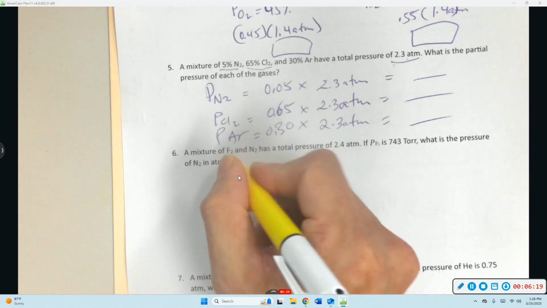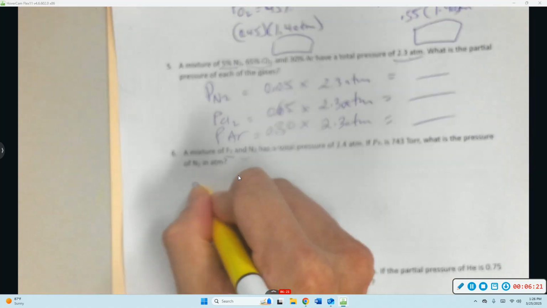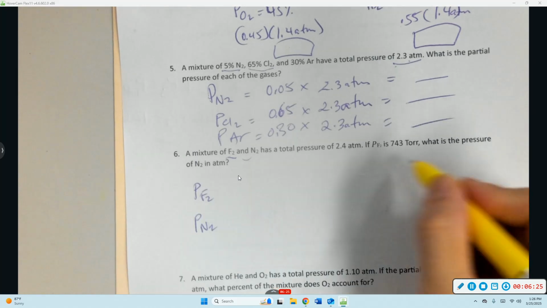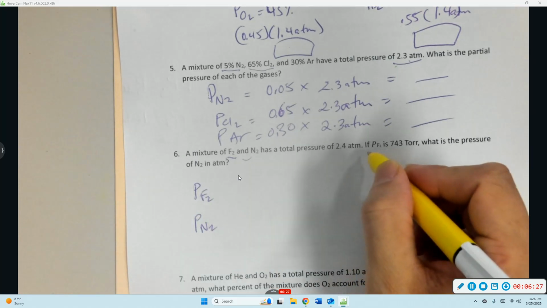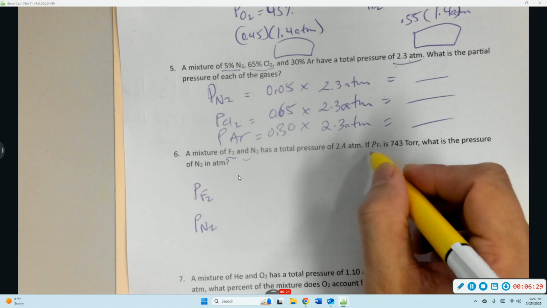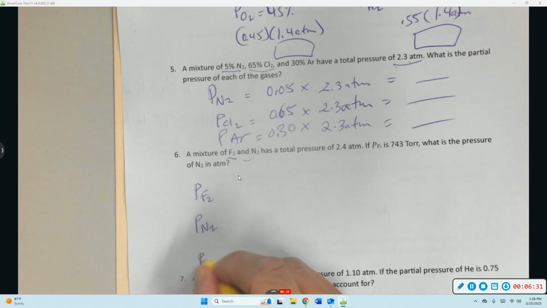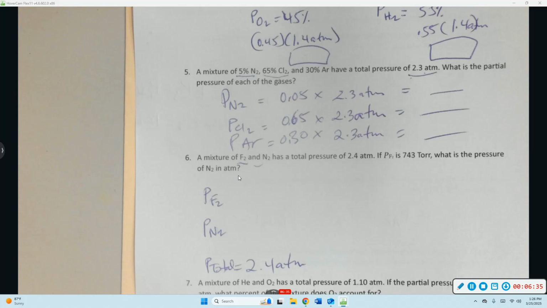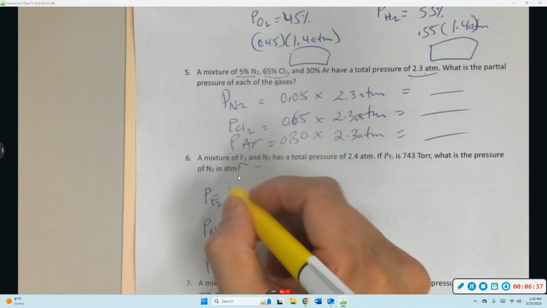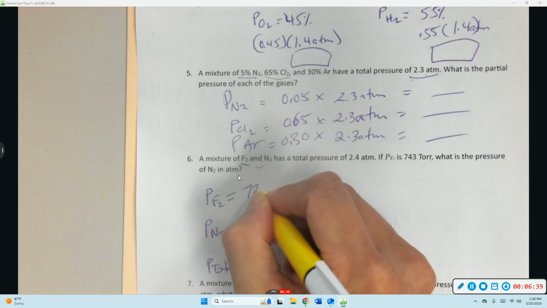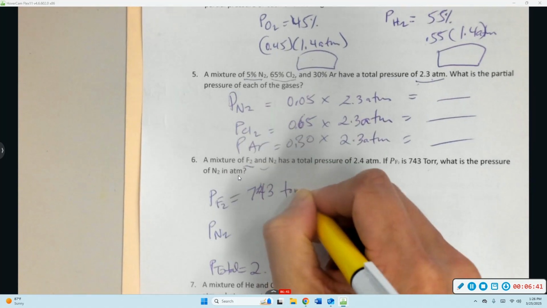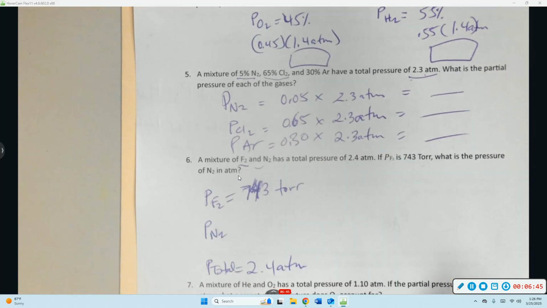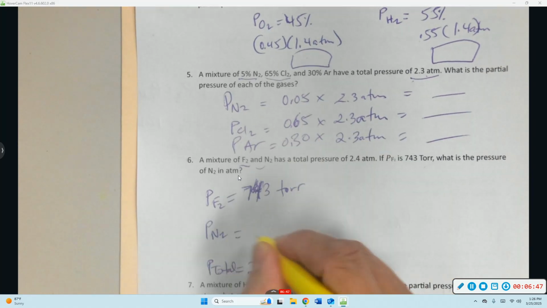Number 6, a mixture of F2, N2. So we have pressure of F2, we have pressure of N2, has a total of 2.4 atm. So P total is equal to 2.4 atm. PF2 is 743 torr. Oh, I see what they're doing here. Okay, my writing is getting messy here. What is the pressure? So you're looking for this.